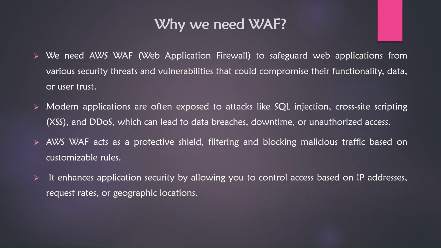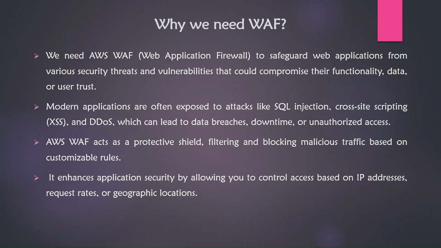Modern applications are often exposed to attacks like SQL injection, cross-site scripting, and DDoS, which can lead to data breaches, downtime, or unauthorized access. And AWS WAF acts as a protective shield, filtering and blocking malicious traffic based on customized rules. It's like a firewall for web applications, inspecting traffic and stopping malicious requests before they reach the application.